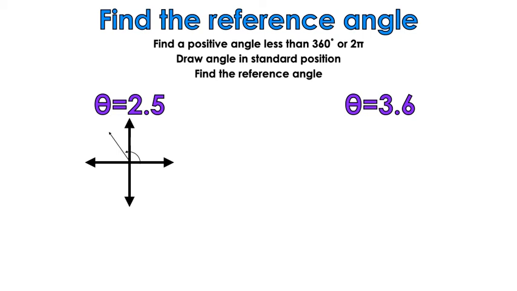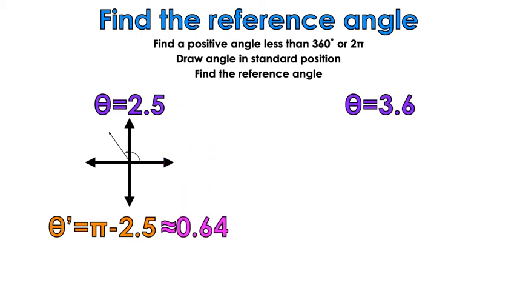I know I just said a lot. Change it to degrees. Anyway, in that quadrant, you want to do 180 minus the angle, or pi minus the angle. So that's what we're going to do. That's 3.14 minus 2.5, approximately 0.64.